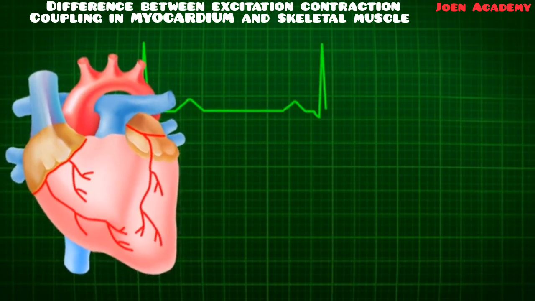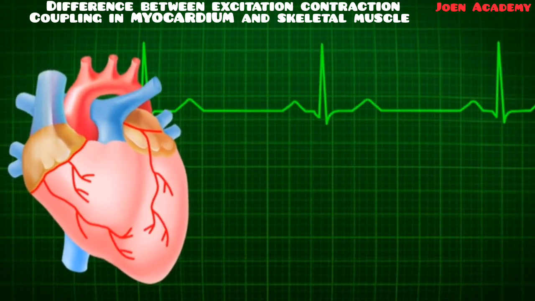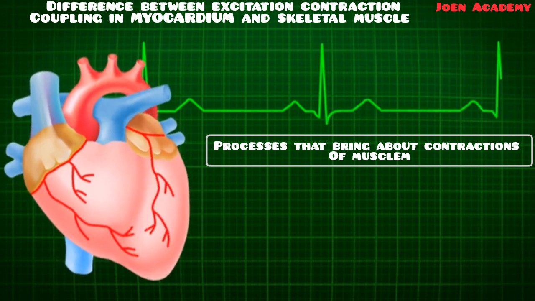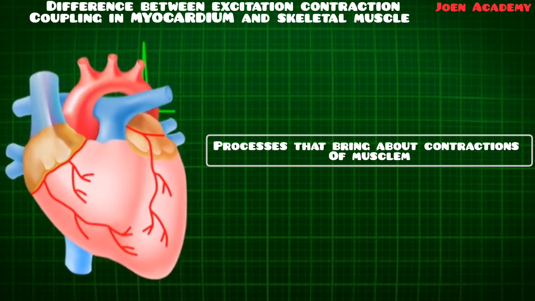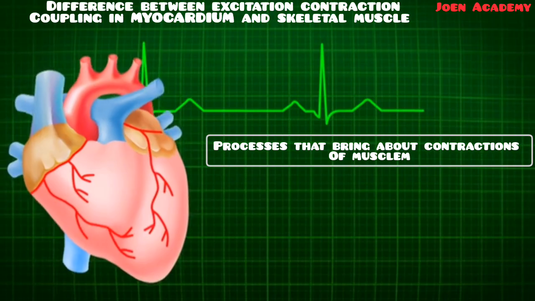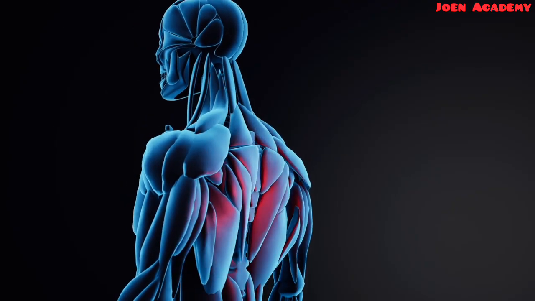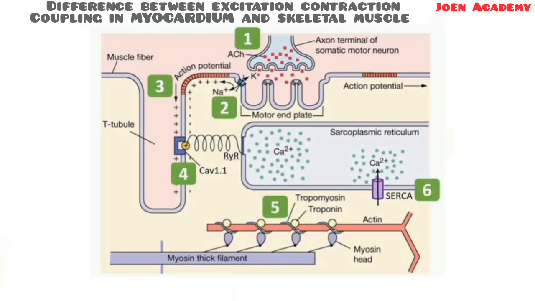Let us see the difference between the excitation-contraction coupling in the myocardium and in the skeletal muscle. Excitation-contraction coupling is just the processes that link the depolarization of the cell membrane to the contraction of the myofibrils. There is a slight variation of these processes in the myocardium when compared with the skeletal muscle. In the skeletal muscle, it involves the release of calcium ions from the sarcoplasmic reticulum, which then interact with troponin, thereby exposing the myosin binding site on the actin.